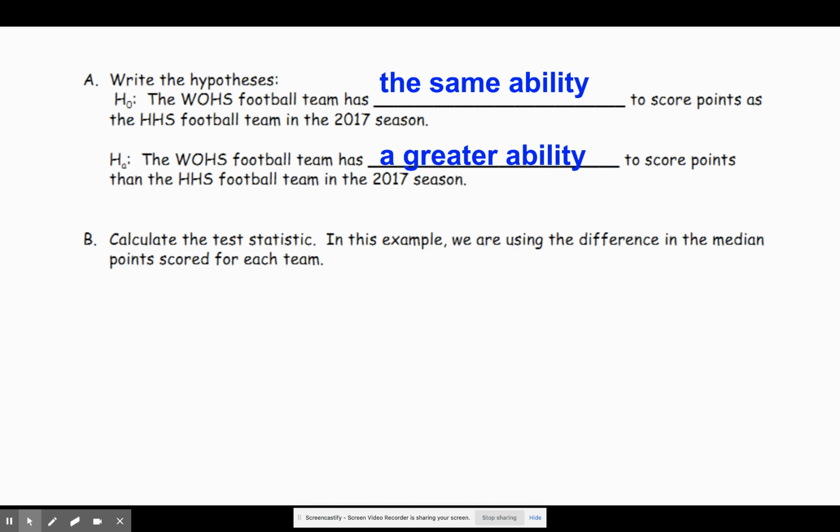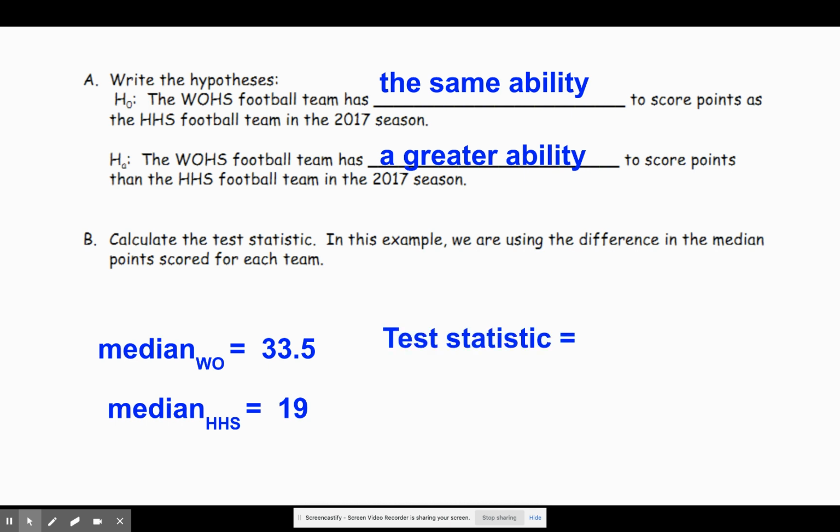Now for our test statistic this time, we're going to use the difference in the median points scored for each team. So not the average or the mean, but the median. I know that the median for West Ottawa is 33.5, and I know the median for Holland High School is 19. And so we want the difference in the medians. And again, just because I don't like dealing with negative numbers, I'm going to do West Ottawa minus Holland, and that will be our test statistic. So 33.5 minus 19 gives us a difference of 14.5, which is more than 2 touchdowns. That's a pretty significant difference.